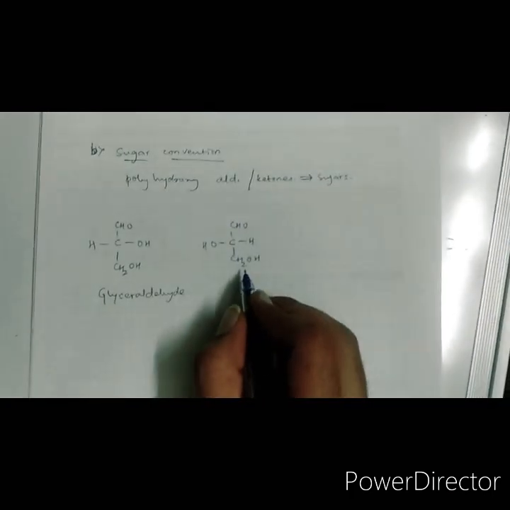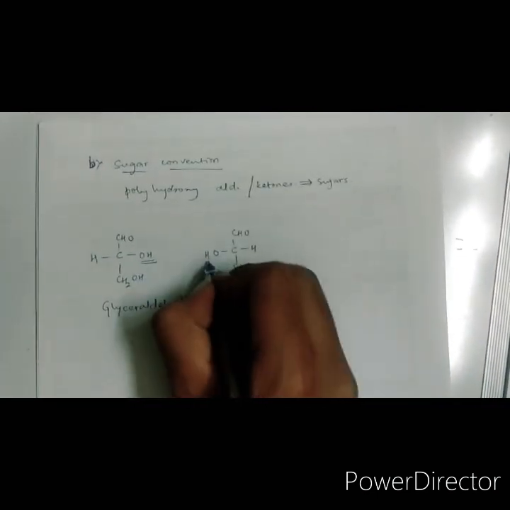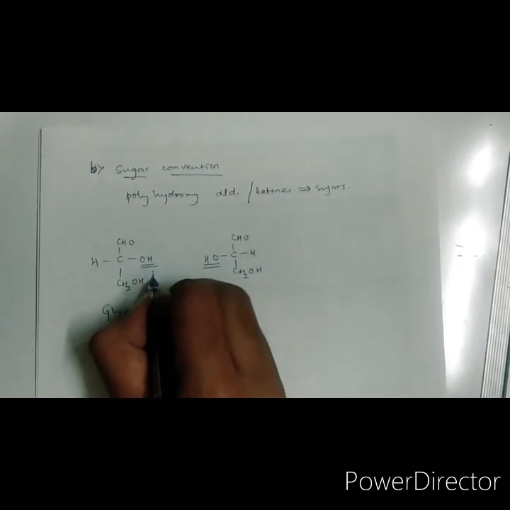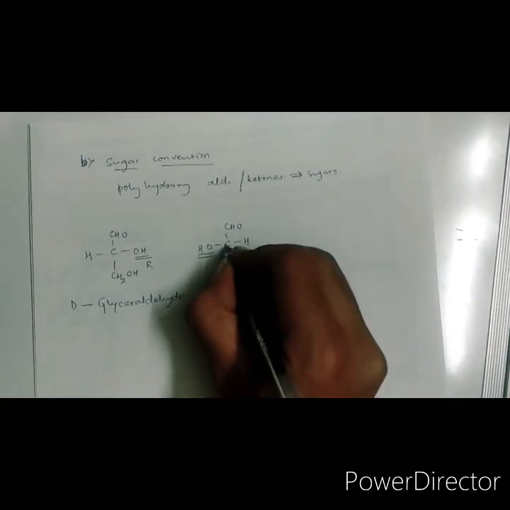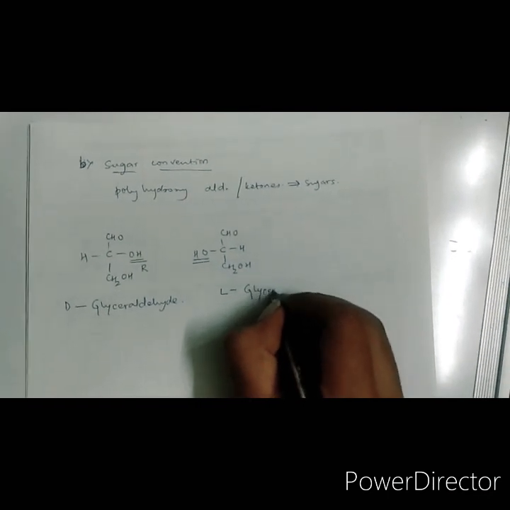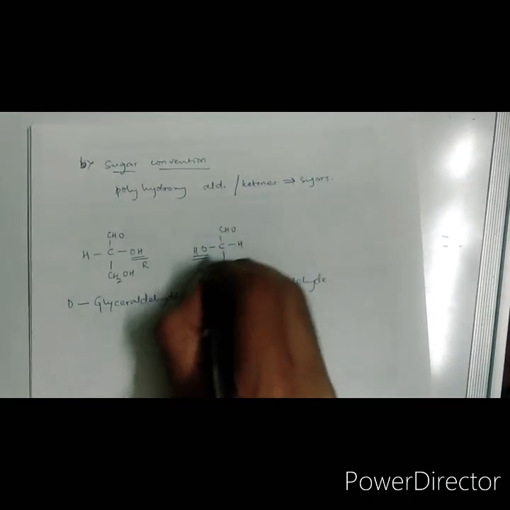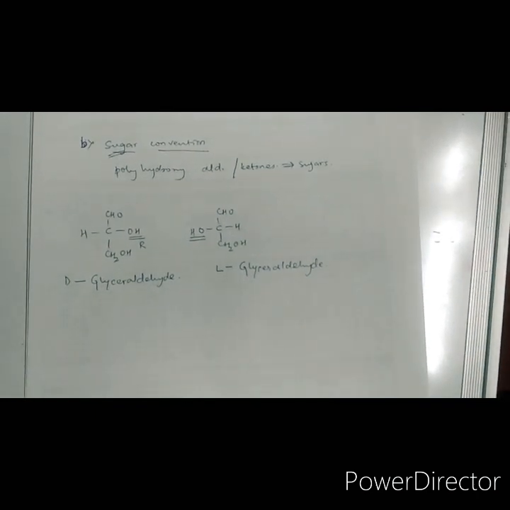So now how to define whether it is a D isomer or L isomer? Here also we have to take the position of the hydroxy group into account. Here you can see the position of the hydroxy group is on the right hand side, so we define this as D-glyceraldehyde, while where the position of the hydroxy group is on the left hand side, we define this as L-glyceraldehyde. Again here also it is the position of the hydroxy group, but this is only related to sugar molecules. This is not related to any other molecules. So this is how we define the DL system of nomenclature.